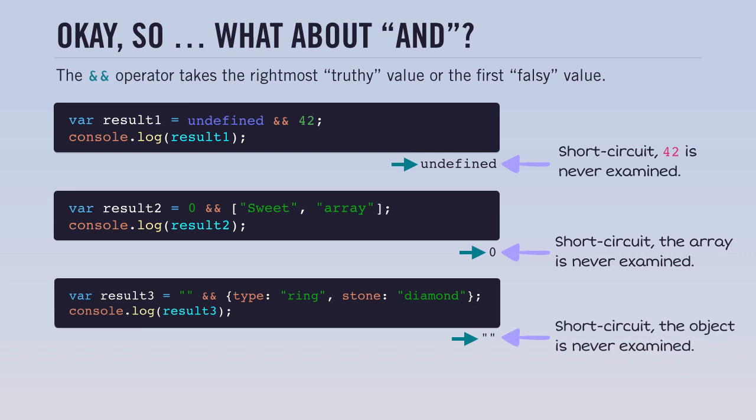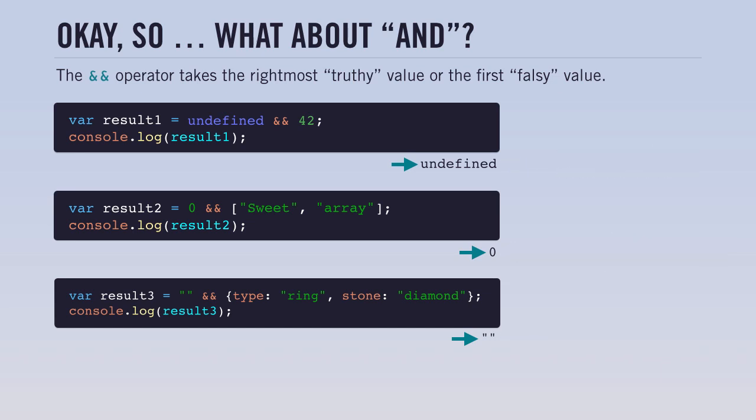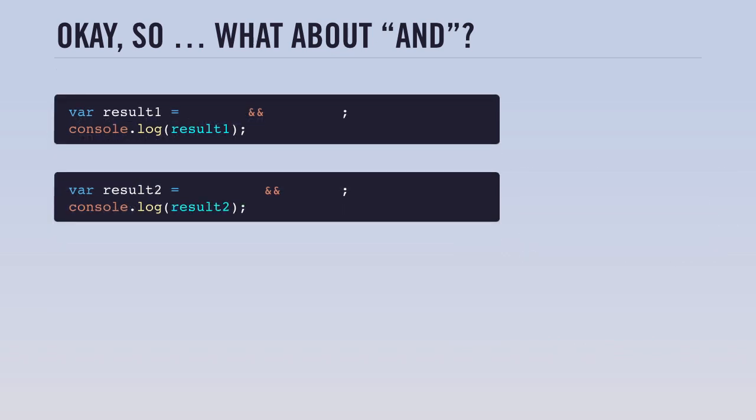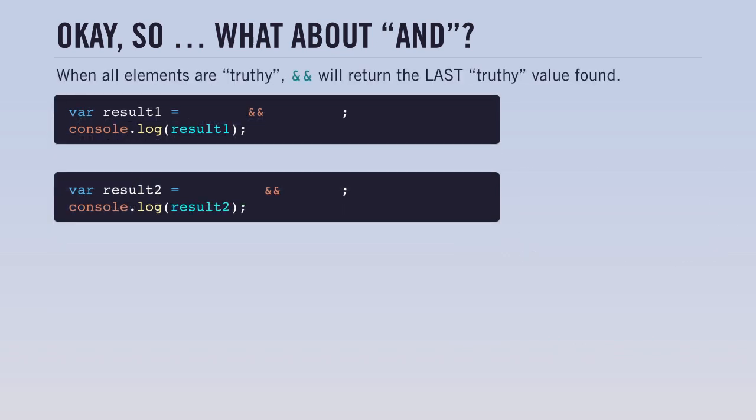If we switch it up, we find that we get the same exact results because the compiler is seeking to find only truthy values. And when it finds that something is false at any point, it will assign that false value right back to the variable. When all of the elements are truthy, AND will return the very last truthy value found for assignment, which is what makes it often very useful and very functional in code.